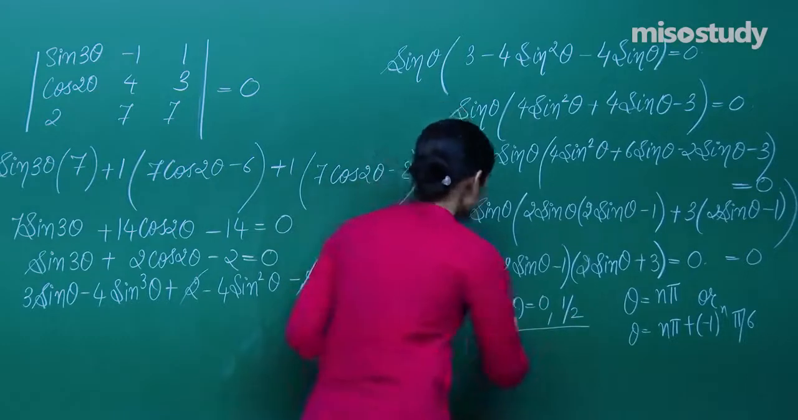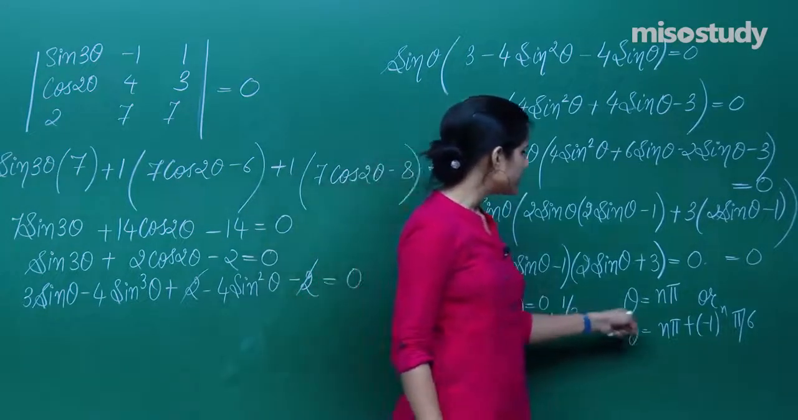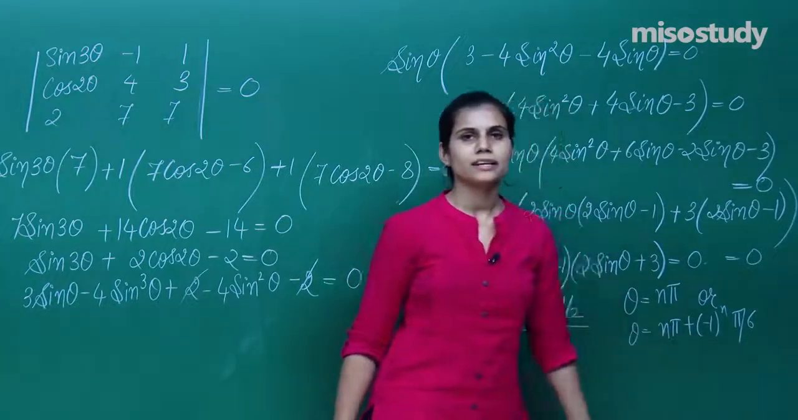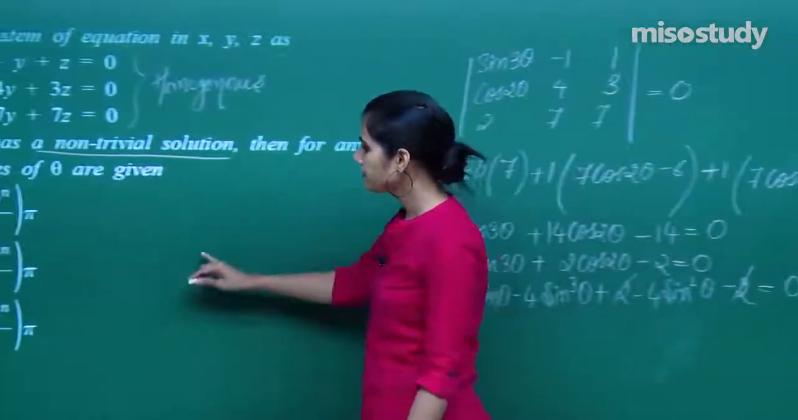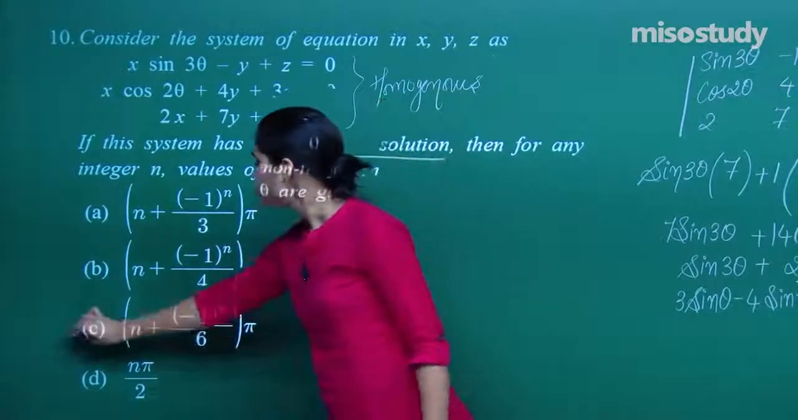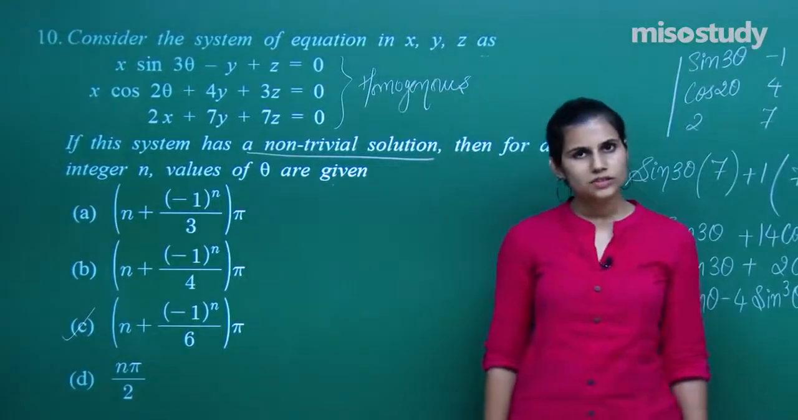Right? Sine theta is equal to 0, sine theta is equal to half. Sine theta equals 0 when theta is n pi, sine theta equals half when theta is n pi plus minus 1 to the power n into pi by 6. Right? And over here you are given this, n pi plus minus 1 to the power n into pi by 6. Clear? So, practice all these questions very nicely.